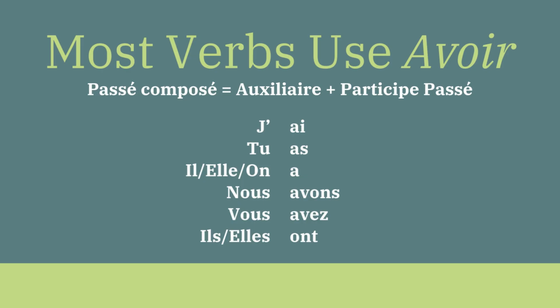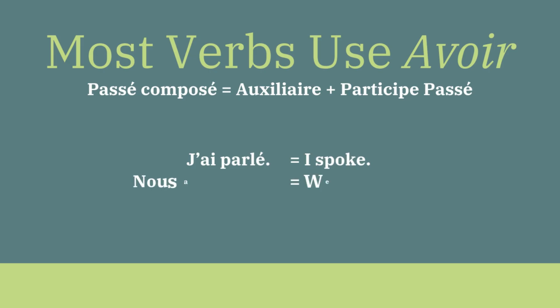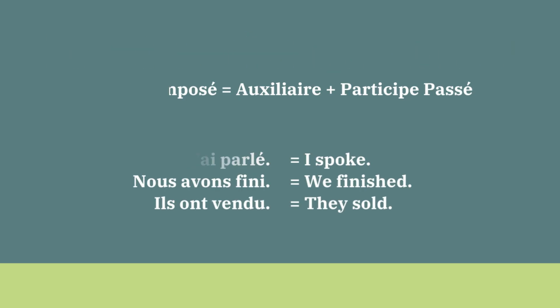Now, keep in mind that to form the passé composé, you need an auxiliary verb plus the past participle. Since you know how to form the past participle now, let's focus on that auxiliary verb. 90% of French verbs use avoir as the auxiliaire in the passé composé. You will have to conjugate avoir to relate to the subject of the sentence. So, as a refresher, here's how to conjugate it. J'ai, tu as, il, elle, or on a, nous avons, vous avez, ils or elles ont. Here are some examples. J'ai parlé, nous avons fini, ils ont vendu.